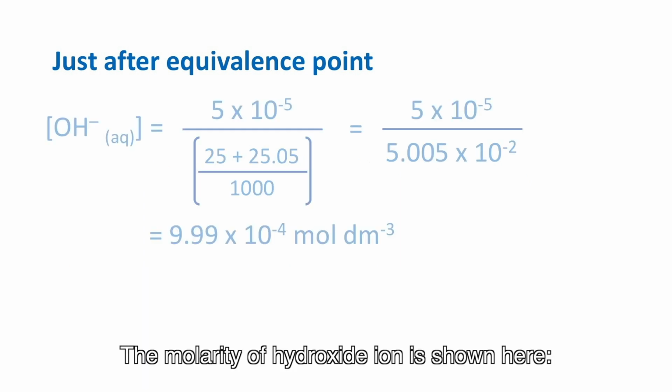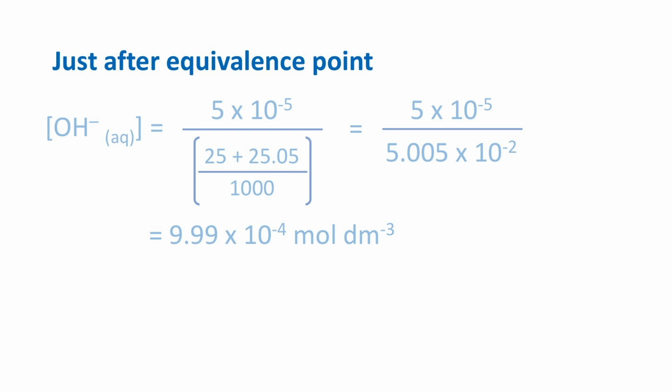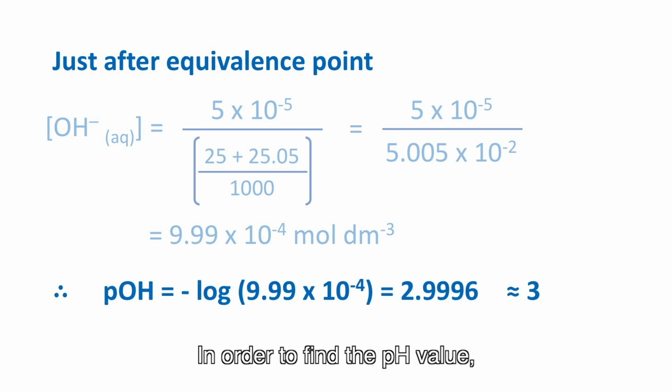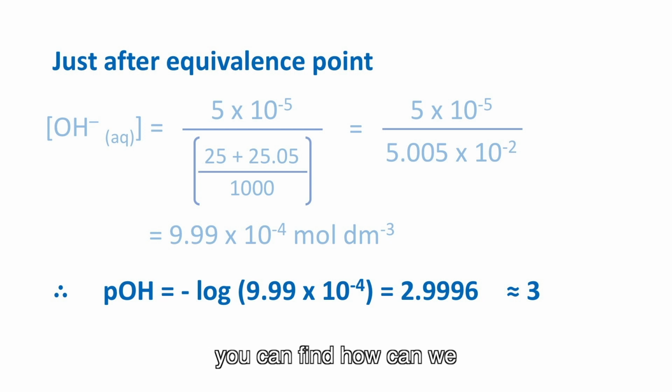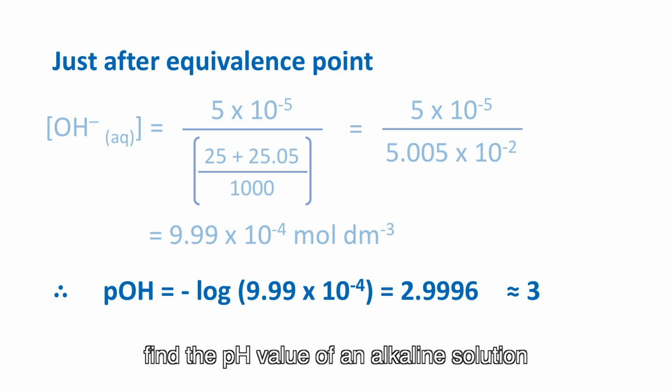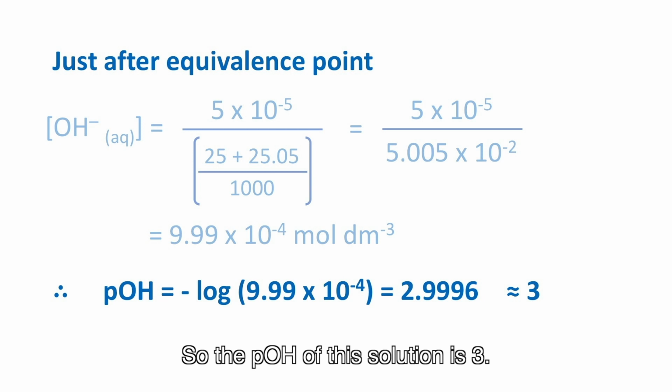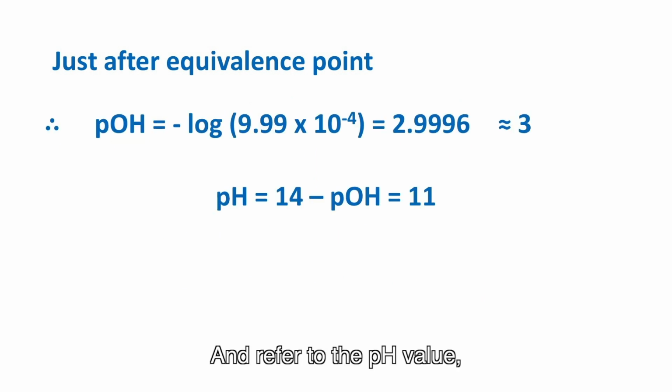The molarity of hydroxide ion is shown here. In order to find the pH value, we need to find the pOH value first. From the link shown above, you can find how to find the pH value of an alkaline solution in another video. So the pOH of this solution is 3, which means the pH value equals 11.